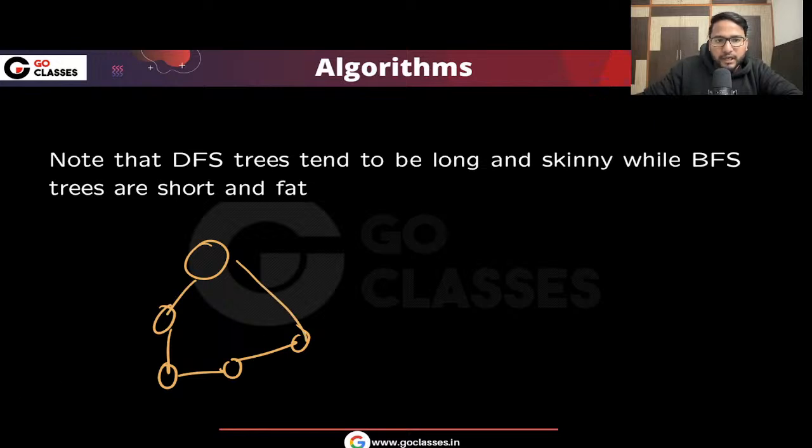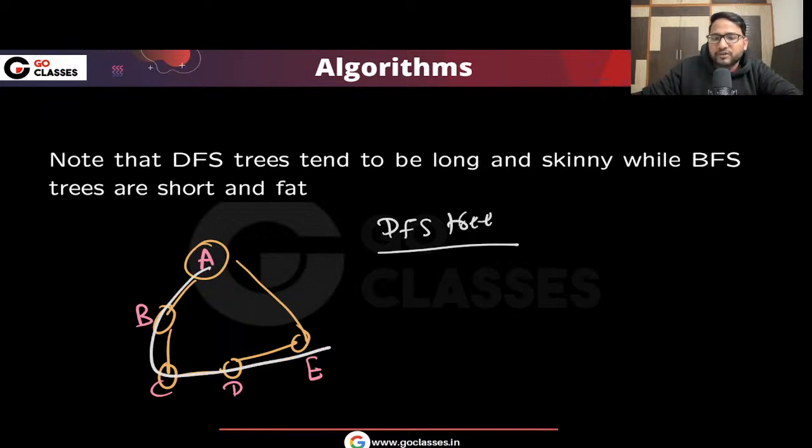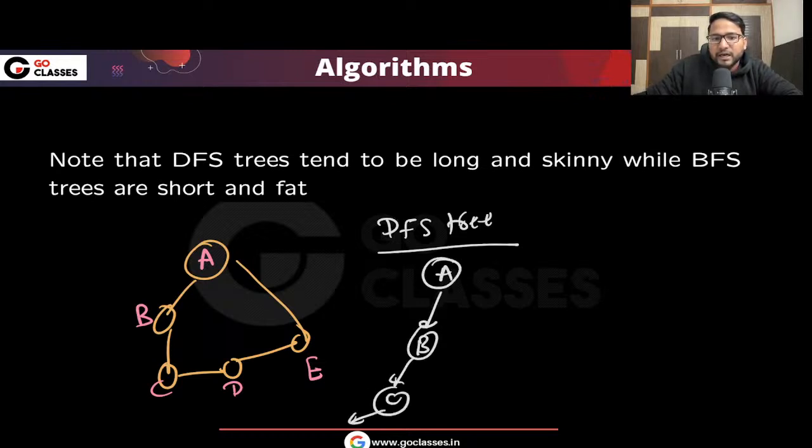Now suppose this is A, this is B, this is C, this is D, this is E, right? Now if you make the DFS tree, generally it will go in the depth first manner, which means it will be basically tall, which means A, B, C, D, E, like this, right? Generally it is quite tall.